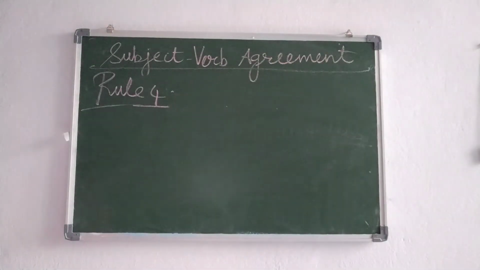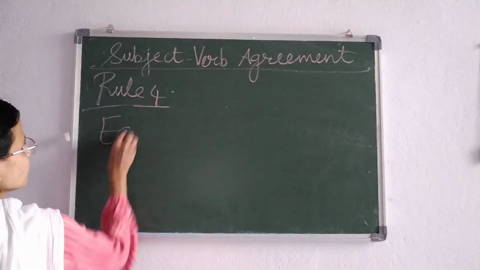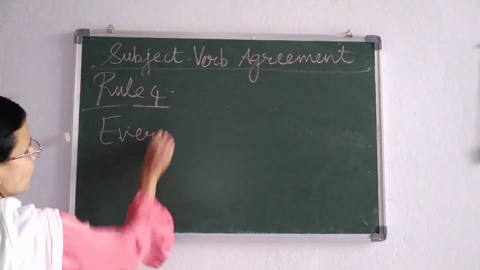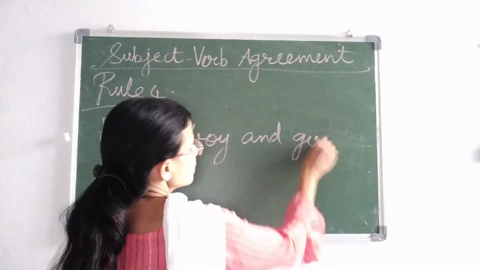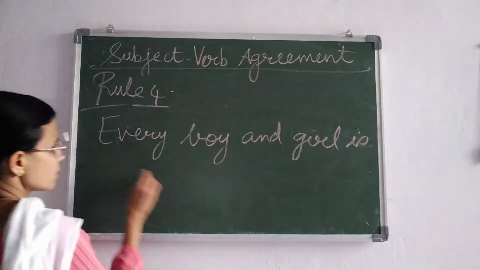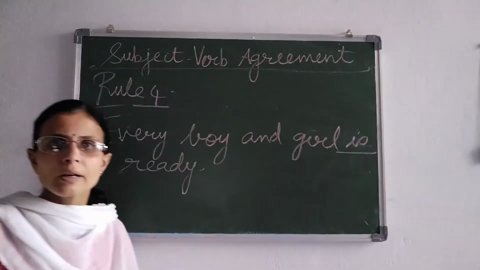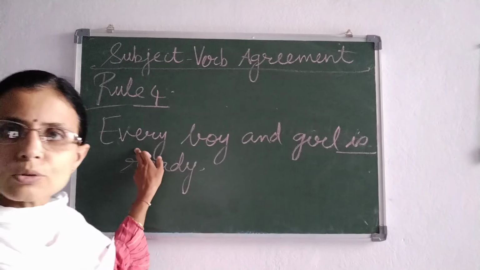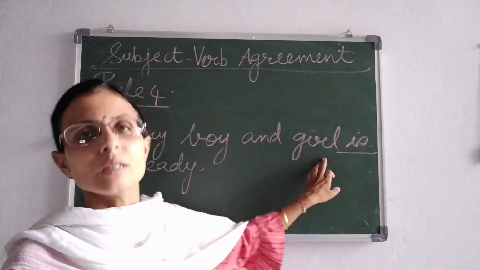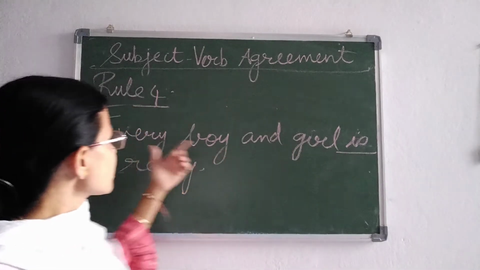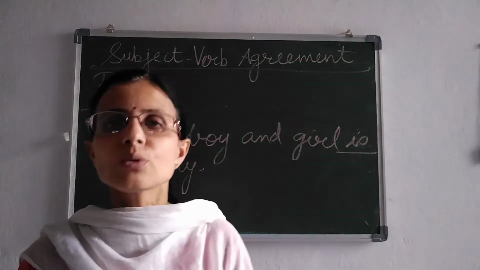Like, every boy and girl is ready. Now here every is used. One subject is boy, one subject is girl. But these two subjects are using every. Either you use each or you use every.